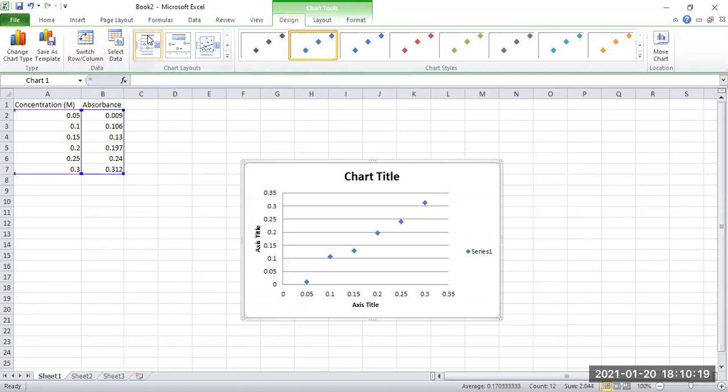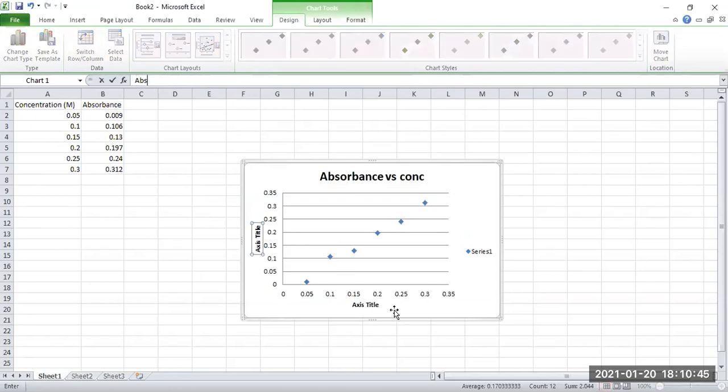So back to the labeling thing. I am going to call this something really simple. I'm just going to call it absorbance versus concentration. Up the side here is my absorbance. Across the bottom here is my concentration in molarity. Actually, I should make that a capital M. All right.